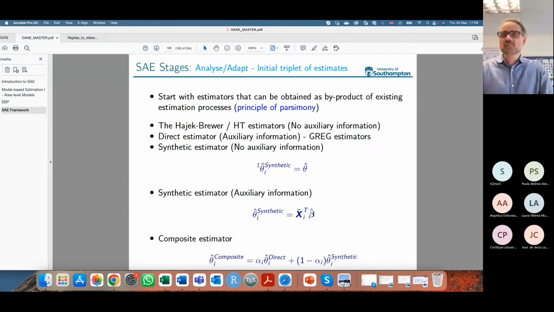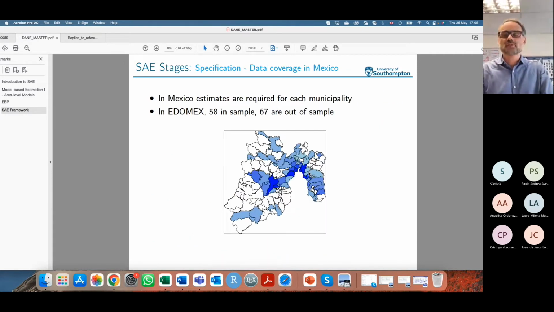You can have very simple estimators called synthetic estimators, either with no auxiliary information. For example, if I go back to my plot here, you may say that for those areas where you have no observations at all, an estimate for that area may be gathered by aggregating data from a bigger area, right? So that's a very simple synthetic estimator where you use the estimate at some higher geographical level to impute the estimate for some lower geographical level where you have no observations, right?